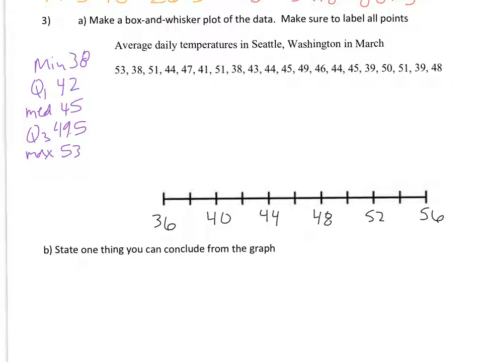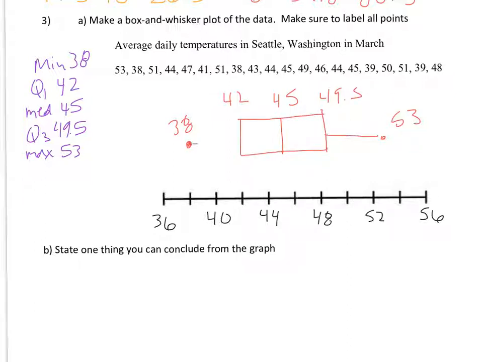Again, everyone's number line can be different. Your box and whisker should still be the same. So I'm going to plot my minimum first. So this is 38. I'm going to plot my maximum next. This is 53. That's a 5. And I have my middles. So I have 42, and then my median is 45. So my middle, my absolute middle, and 49.5. So about here. Again, your middles are lines. They make your boxes. And your other points are your whiskers. So that's my box and whisker plot.